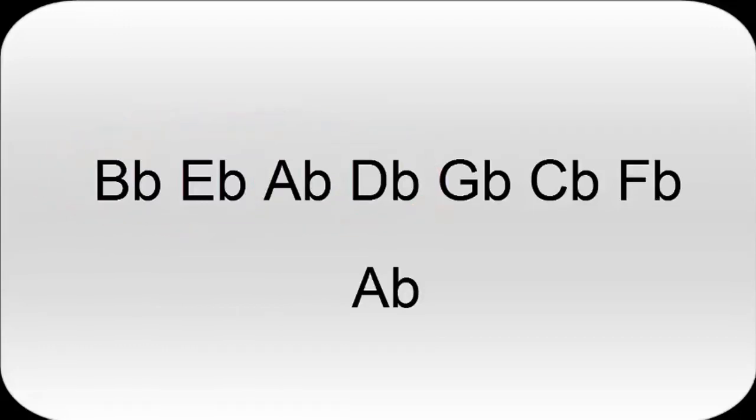The only exception to these two tricks is the F major scale, which contains only a B flat. And since it's the odd man out, that one's kind of easy to remember.